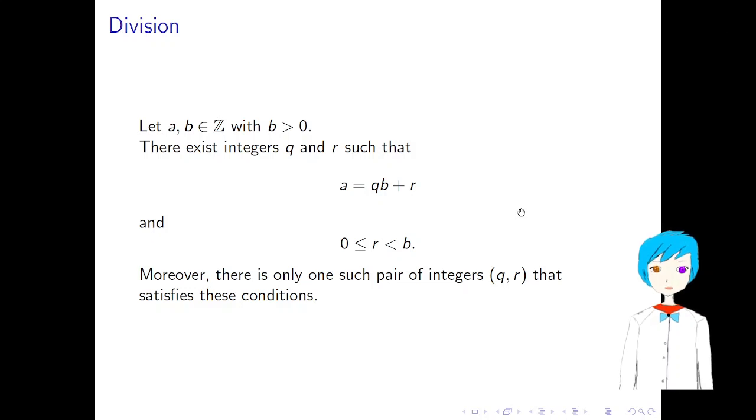Suppose we have two integers a and b. There exist integers q and r such that a equals q times b plus r, where r is a non-negative integer smaller than b. Moreover, there is only one such pair of integers q and r that satisfies these conditions. So q is the quotient, r is the remainder.